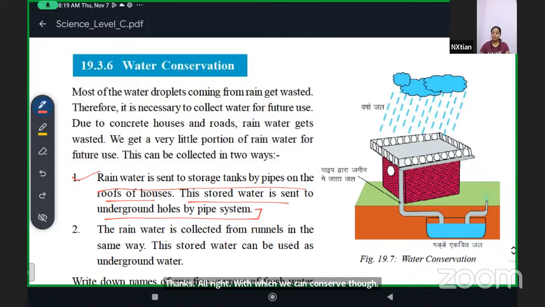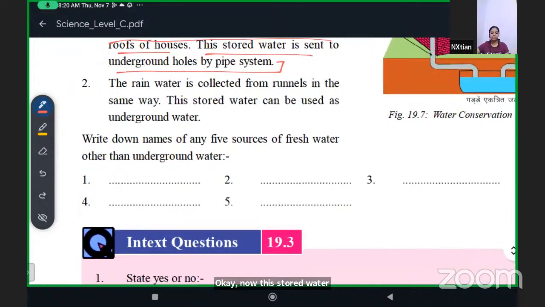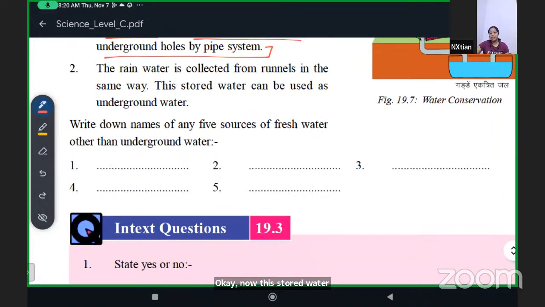Then we have rainwater collected from runnels in the same way. Runnels are basically small pipe-like things which help the water to flow and get collected at a place. Now, this stored water can be used as underground water. Okay, we have a little exercise: give any five sources of underground water. Can you name one source of underground water?